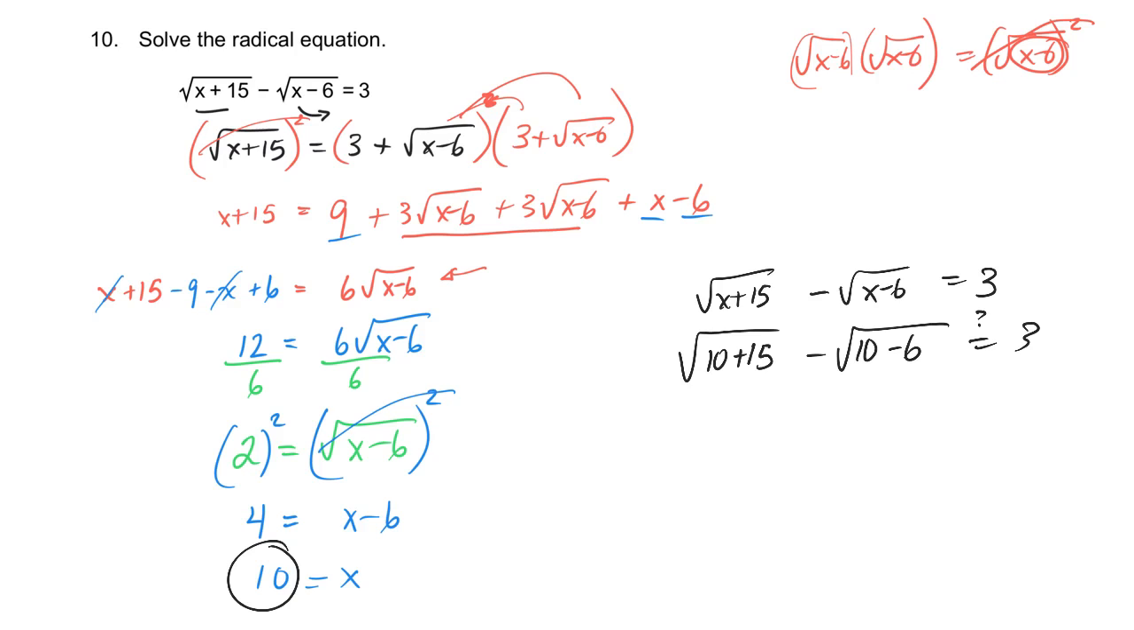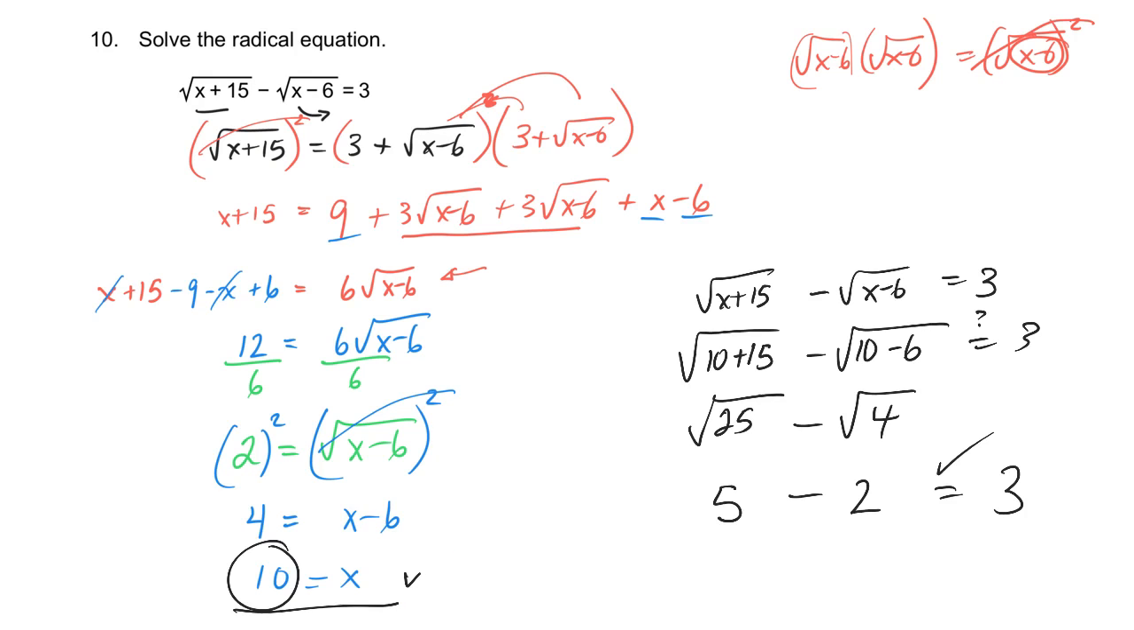10 plus 15 is 25. And the square root of that is 5. 10 minus 6 is 4. And the square root of that is 2. And 5 take away 2 does indeed give me 3. Therefore, 10 is the correct answer. Hopefully that helps you out with number 10.